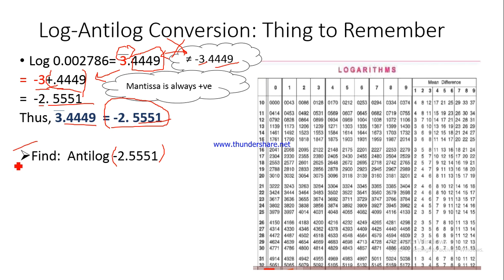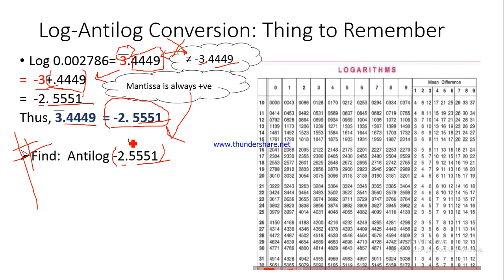So whenever these kind of questions are there, please be very, very cautious. Why? Because this minus 2.5551 means this term is minus and this term is also minus. However, we have seen that the mantissa can only be positive, and I cannot find out the value like this, because what I have been given here is a negative mantissa, which is just not possible in a way. So what will I do? I'll have to convert this into a positive term.